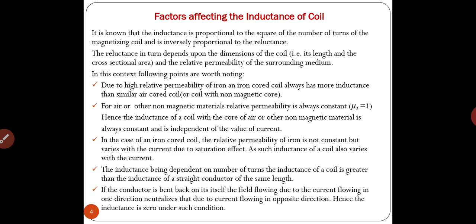If the conductor is bent back, for example, see here, in one direction from left side to right side we have wound the copper conductor or the coil. Then we are taking it bent back on the same turns from right to left. Then the current from left to right and the current from right to left will neutralize, because the directions of current flowing in the left to right wound coil and the right to left wound coil mutually cancel each other, and hence the inductance is zero under such condition.